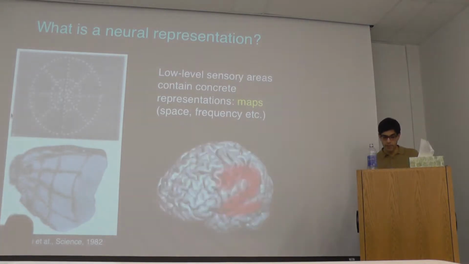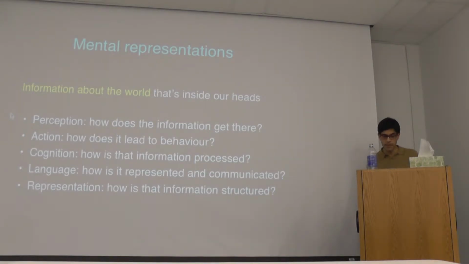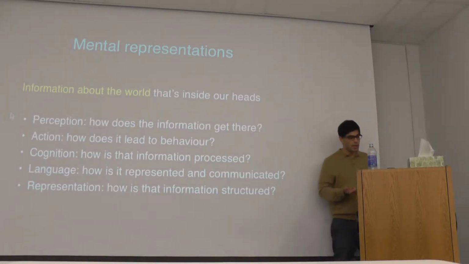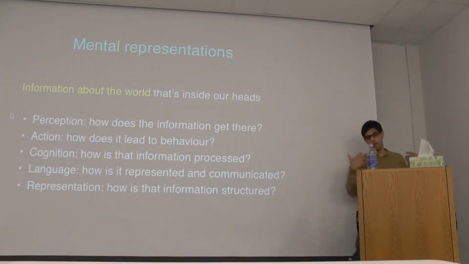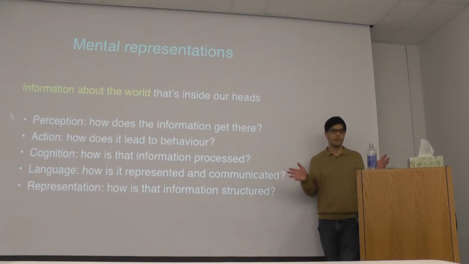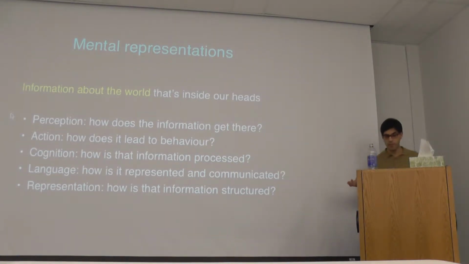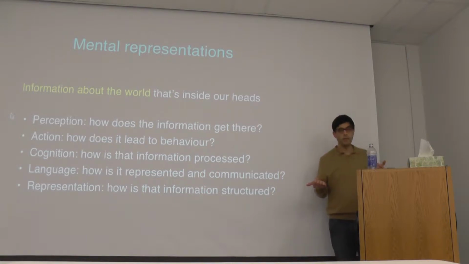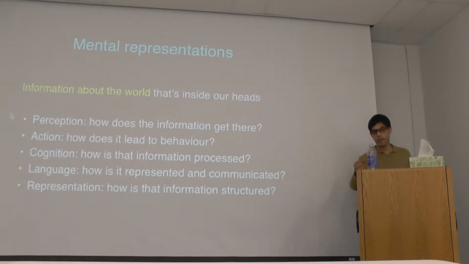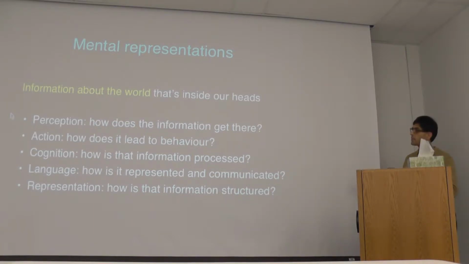So here's one way of thinking about mental representations, which totally bypasses this question of how it is actually represented, and just says, okay, I'm just going to say that there's somehow information about the world that's in our heads. If there's some shape or form in which information about the world is in our heads, I'm going to call that representation. You might call that an operationalized version of representation. And that leads to all kinds of questions like, how does the information get there? How does it lead to behavior? How is it processed? How is it structured? And we're going to look at some of those questions.